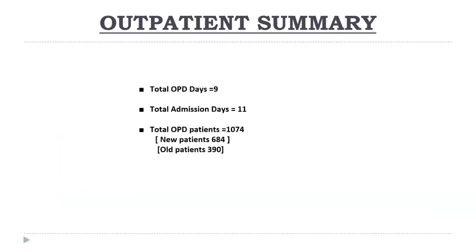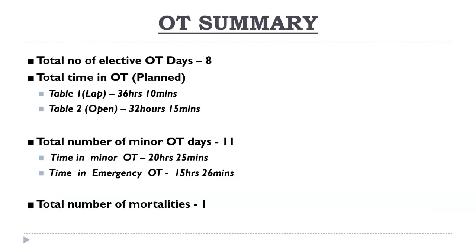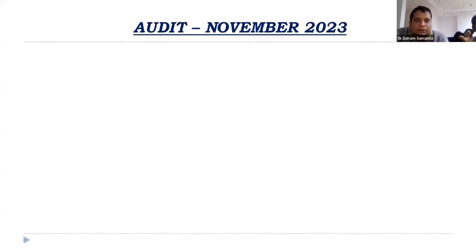Here is the outpatient summary. Total OPD days 9, total admission days 11, total OPD patients 1074, new patients 684, old patients 390. Total number of elective OT days 8, total time in OT planned table on lap 36 hours 10 minutes, table to open 32 hours and 15 minutes. Total number of minor OT days 11, time in minor OT 20 hours 25 minutes, time in emergency OT 15 hours 26 minutes. Total mortality 1 and morbidity 3.